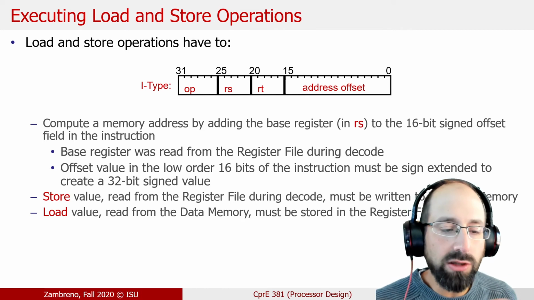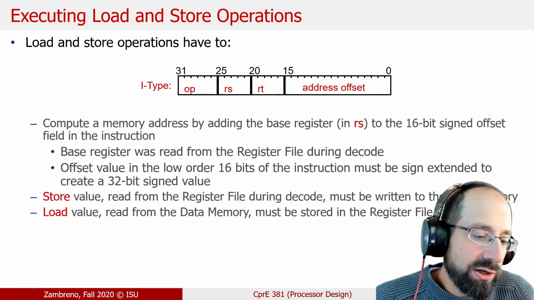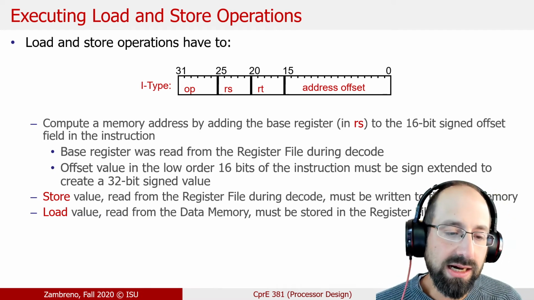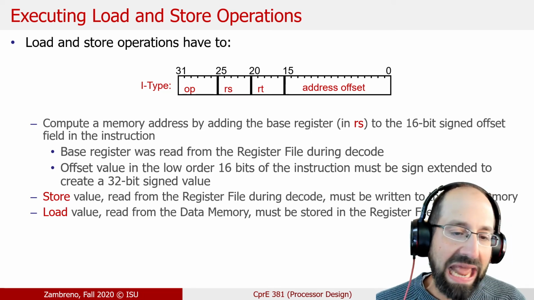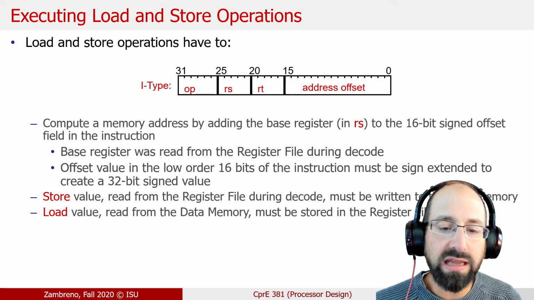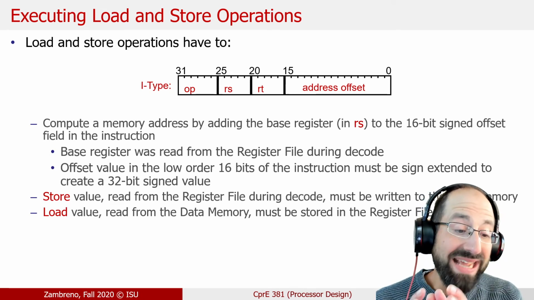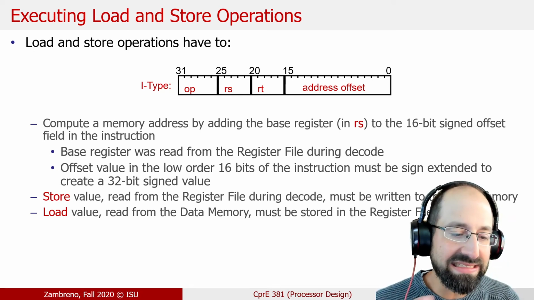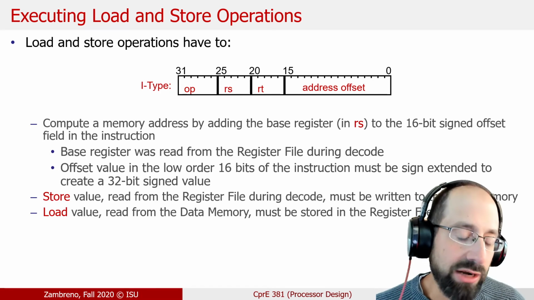So we talked about the load store instructions as just a special case of the immediate type instructions where we're encoding some information in that immediate 16-bit field here. For the loads and stores, it's that address offset, right? We still have to read from the register file for these load and store instructions to read our base address, and then we're going to add that base address to the sign extended 16-bit immediate to get our 32-bit address for our memory.